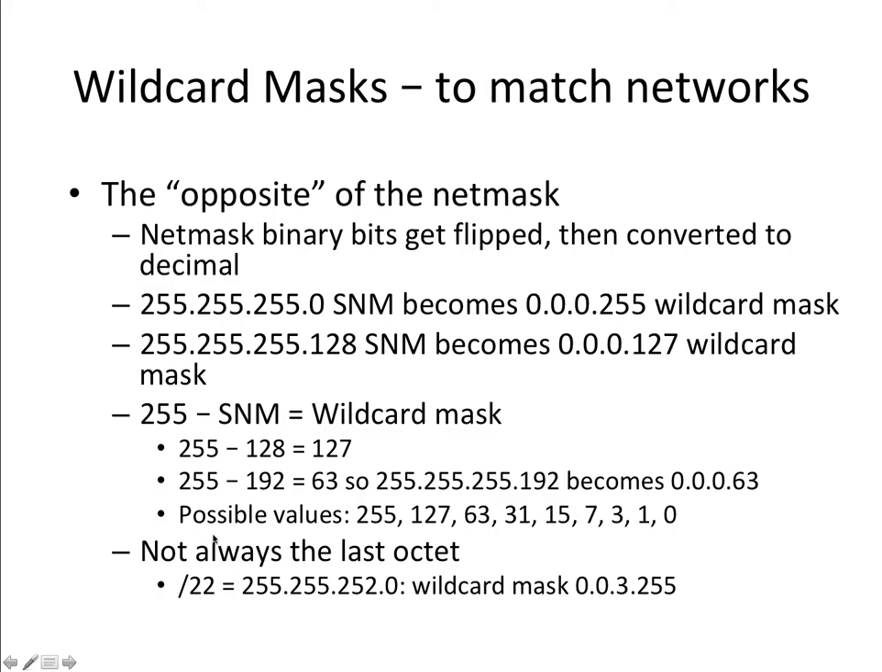And another thing: so far the ones we looked at have all been in the last octet. But if you're working on a byte that's higher up in the order, then your wildcard mask will have some bits in those values. So for example, /22 will have a subnet mask of 255.255.252.0, and that gives us a wildcard mask of 0.0.3.255. Same thing: 255 minus 252 gives you 3, and then 255 minus 0 gives you 255.